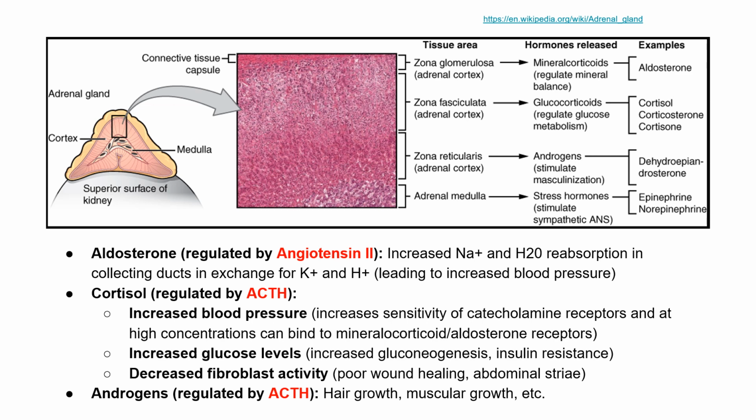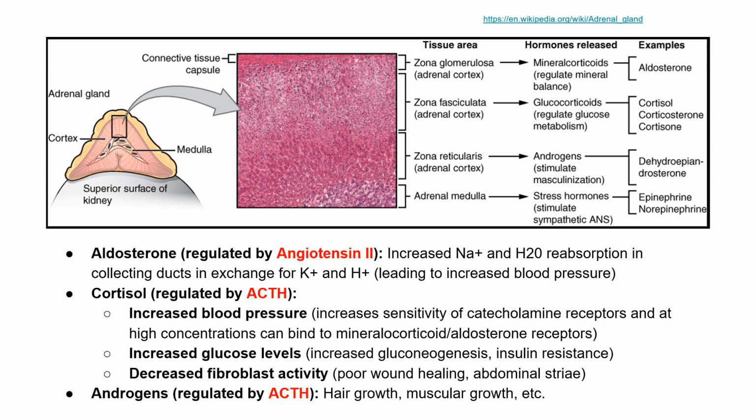The last portion is the zona reticularis, which produces our androgens. This portion is regulated by ACTH, and it's important for functions such as hair growth and muscular growth, particularly in women, because a greater proportion of their androgens are produced by the adrenal cortex, whereas in men, once they hit puberty, the vast majority of their androgens will be produced by the testes.